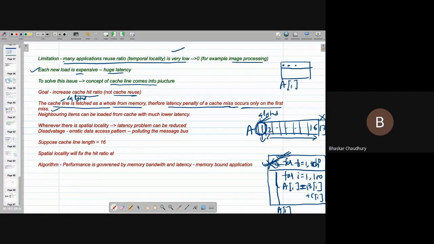Okay, so this is a very important thing to realize, that cache reuse is different and cache hit ratio is different. So hit ratio is coming basically from the spatial locality. Here, the neighboring items can be loaded from cache with much lower latency. So you asked for 1, but 2, 3, 4, 5 just got loaded with much lower latency. You don't have to spend that significant latency for the rest of the 15 items. So whenever there is spatial locality, particularly in image processing algorithms, this is very useful, because image processing will work pixel by pixel, or even in computational science problems, say if we're working on differential equations. It's very useful actually.